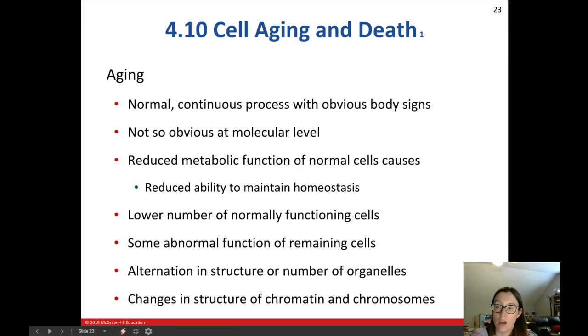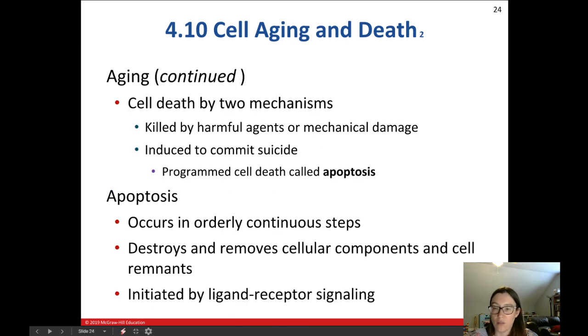I'll talk about apoptosis first, then we'll come back to aging. So with apoptosis, the cell decides that it is too damaged to continue, or it's infected by a virus and needs to undergo cell death for the better of the rest of the organism. It occurs in an orderly process. It has lots of steps that happen.